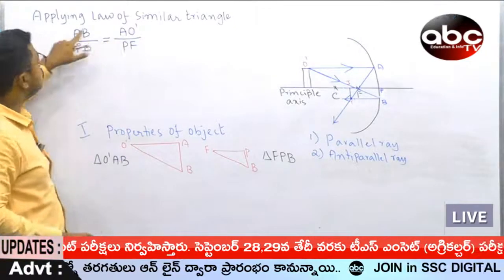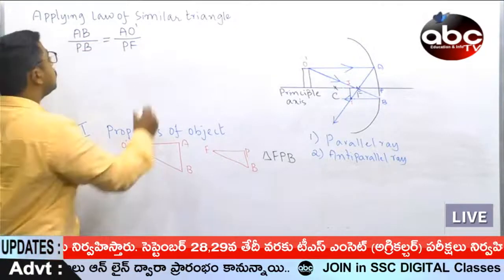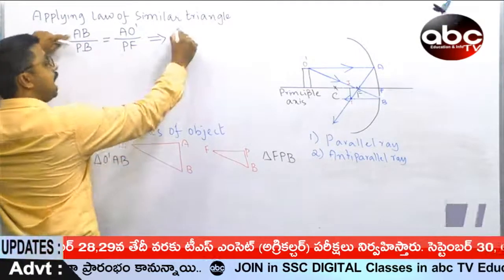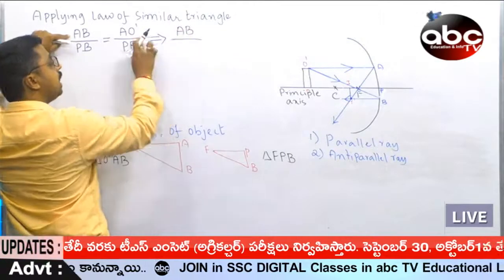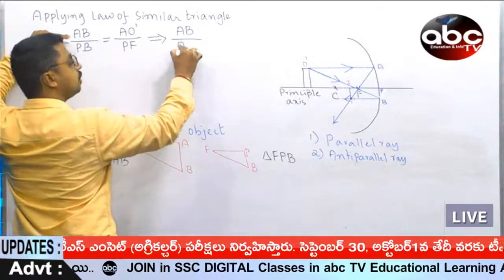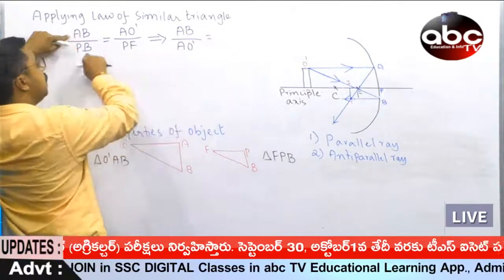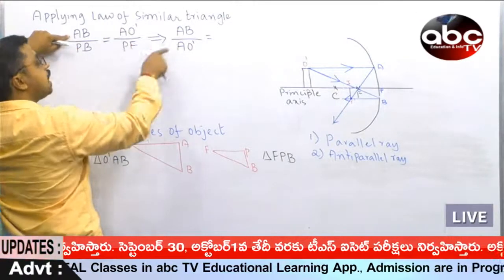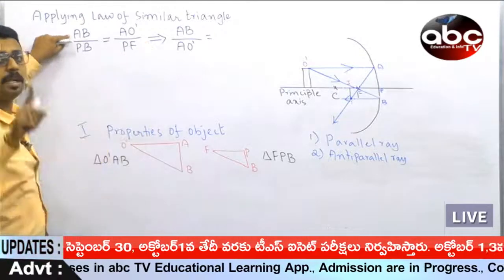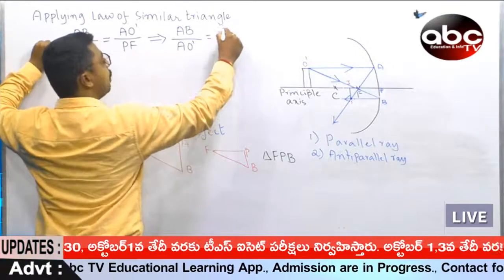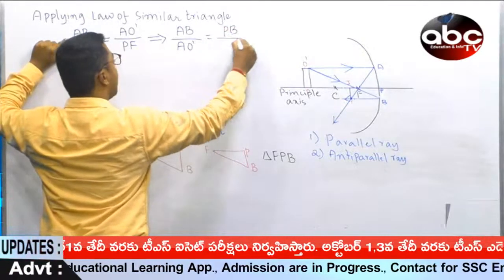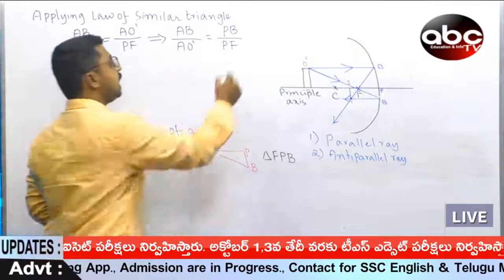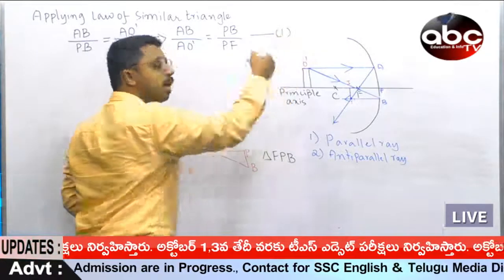Bringing all the similar terms to one side, I am rewriting the equation: AB by AO dash is equal to PB by PF, because the right side is continuing with the P side, whereas the left side is only with the AB. Similar terms are there, so PB by PF. Let us take this as equation 1.